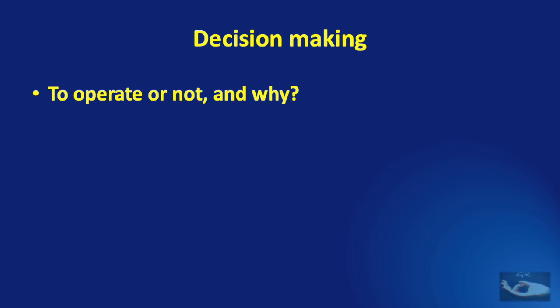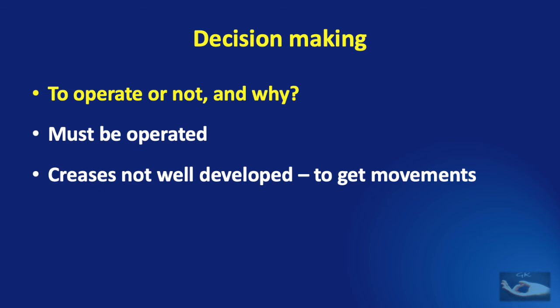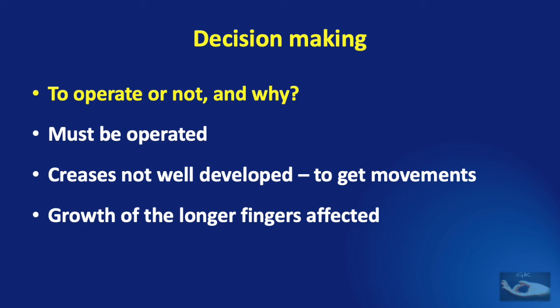Regarding whether we should operate or not, this child must be operated on because the creases are not well developed. So we need to get back movements. Secondly, the growth of the longer fingers has been affected and we can make out the angulation in the middle and ring fingers, and the surgical release would allow the fingers to grow to their normal potential. And thirdly, the cosmetic reason, which of course is optional, but this child has come to us mainly for this problem.